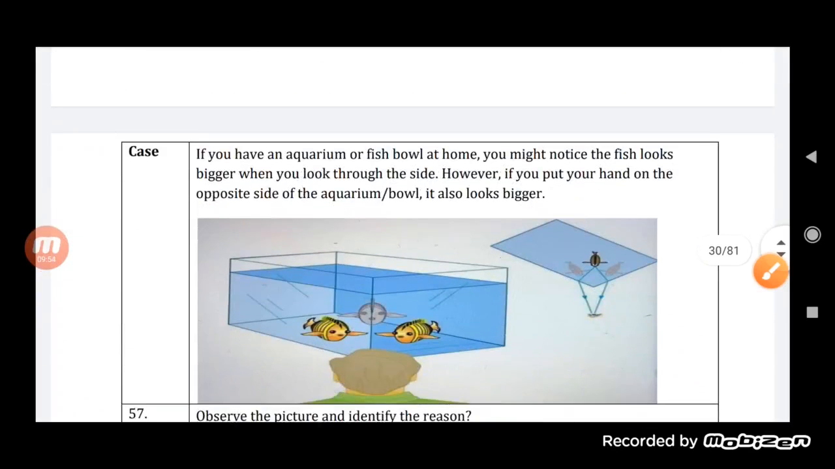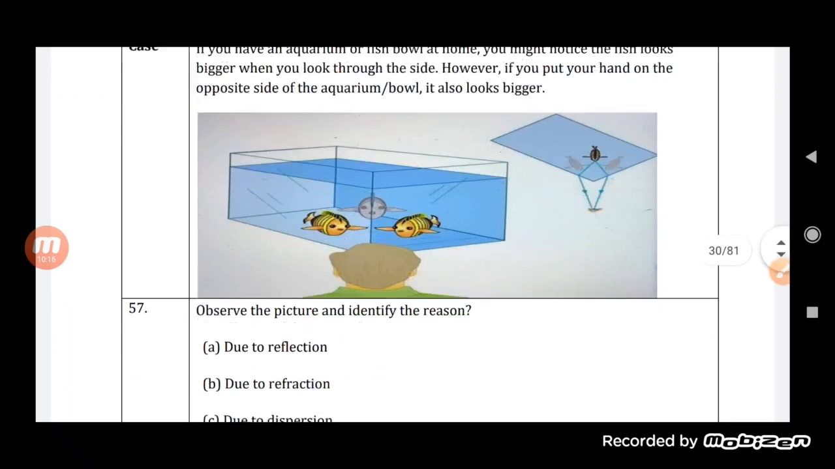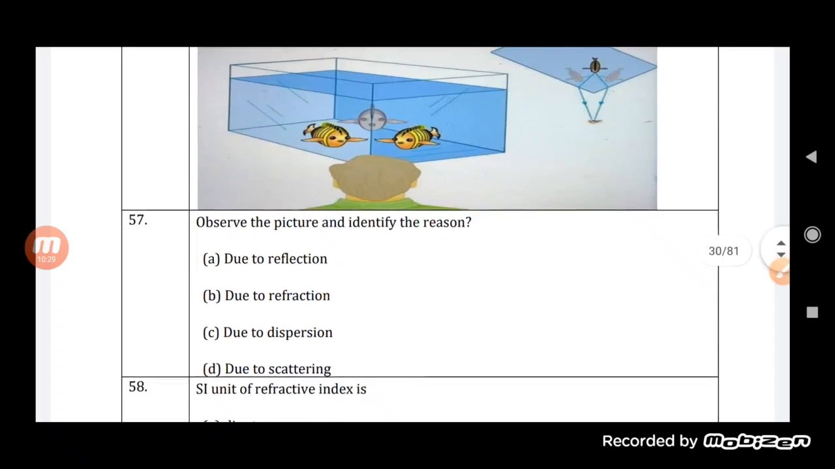Now see here, the next case is, if you have an aquarium or a fish bowl at home, you might notice that the fish look bigger when you look through the sides. However, if you put a hand on the opposite side of the aquarium or the bowl, it looks bigger. So observe the picture and identify the reason. Why is it so? Is it because of reflection, refraction, or scattering?